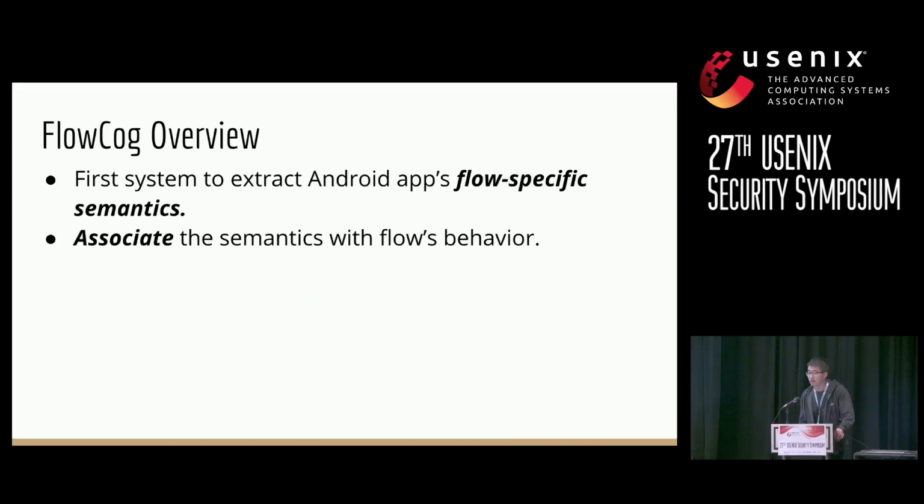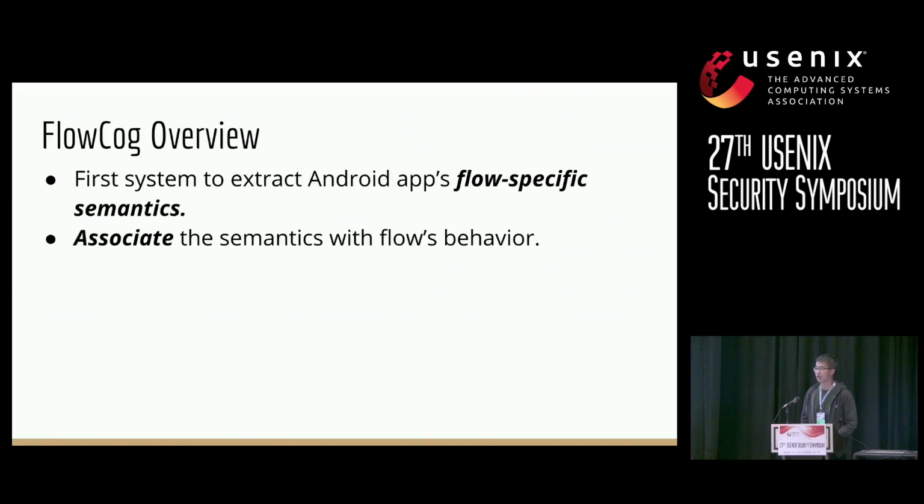Okay, then we have FlowCog. FlowCog takes a big step over existing app analysis systems. It's the first system that can extract flow-specific semantics, and then it uses NLP, natural language processing techniques, to associate the semantics with the flow's behavior. Then, if the semantics provide some information about this behavior, we say this flow is legitimate. Otherwise, it's not.